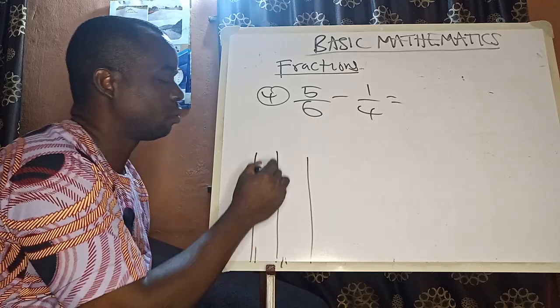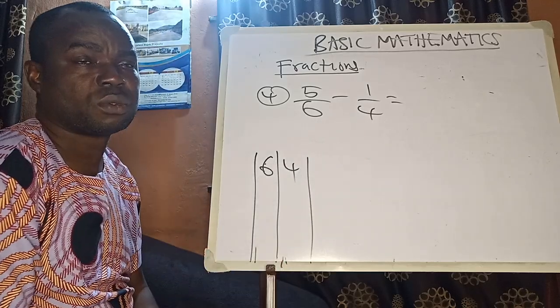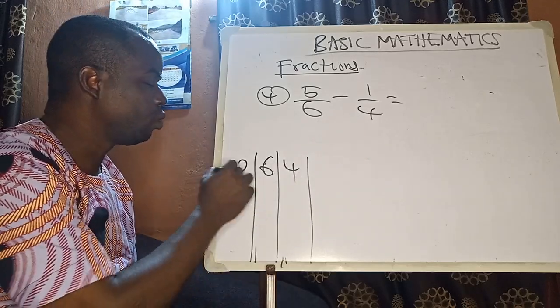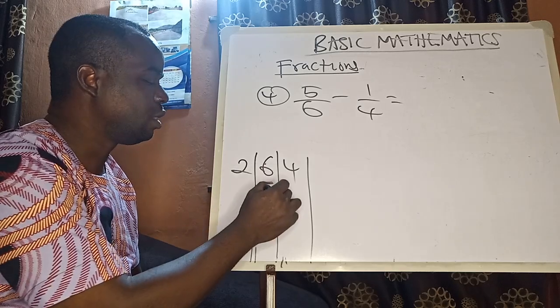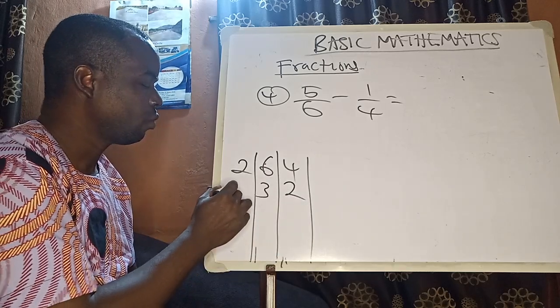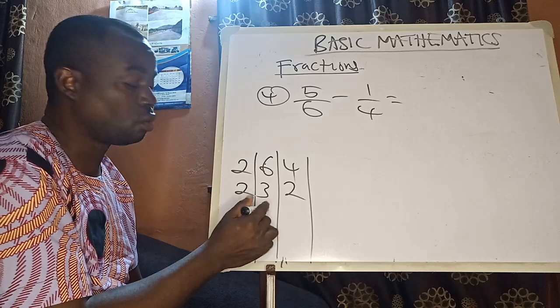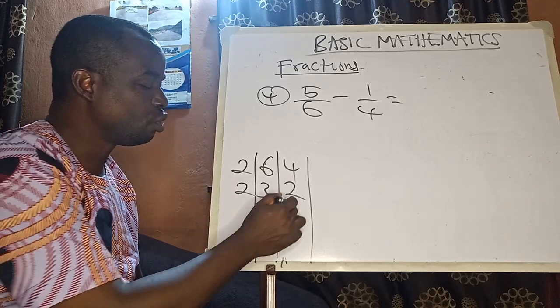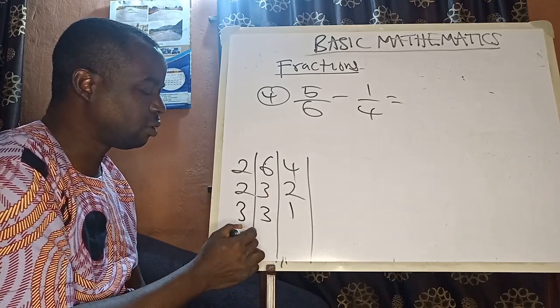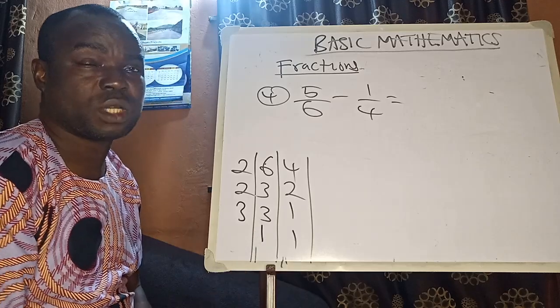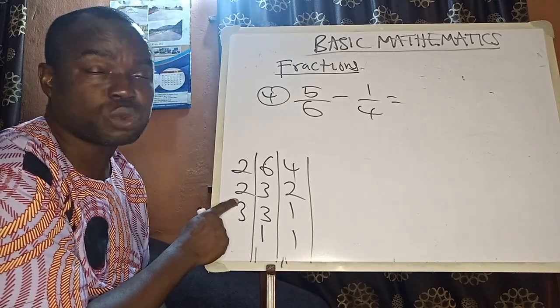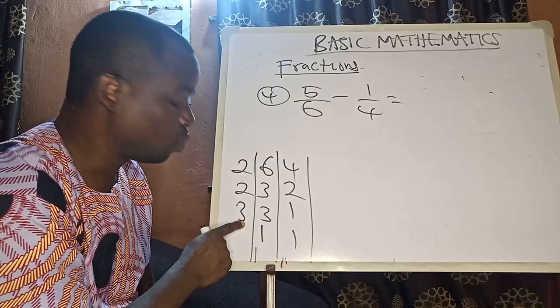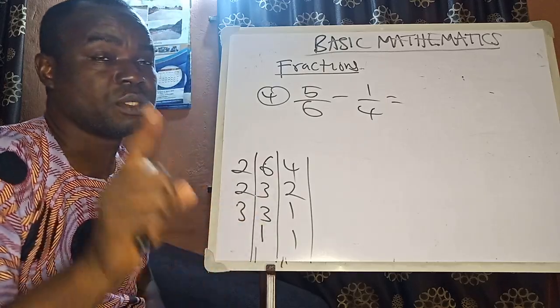LCM of 6 and 4. What can go? Let's use 2. 2 here, 3. 2 here, 2. 2 here. 2 cannot go in 3, so 3 comes down. 2 in 2 is 1. Then 3 in 3 is 1 and 1. What's our LCM now? 2 times 2 is 4. 4 times 3 is what? 12. Our LCM is 12.